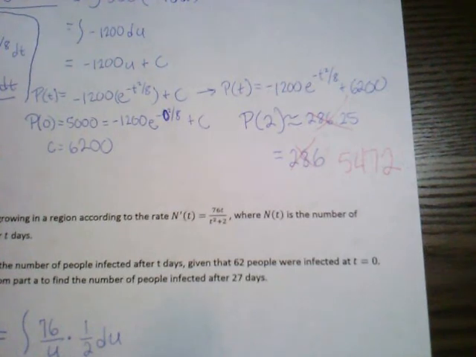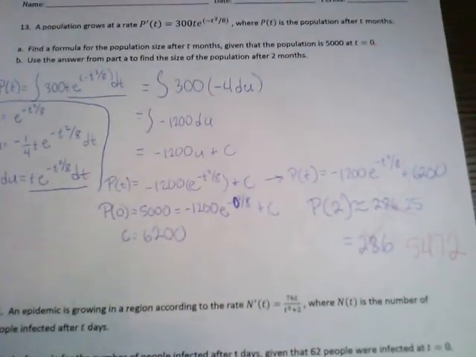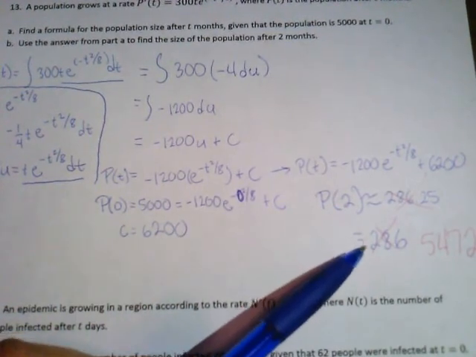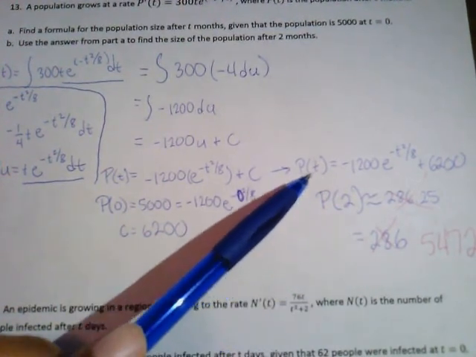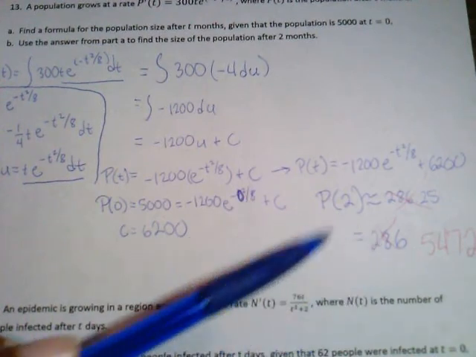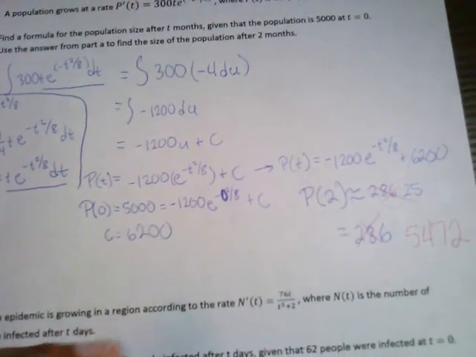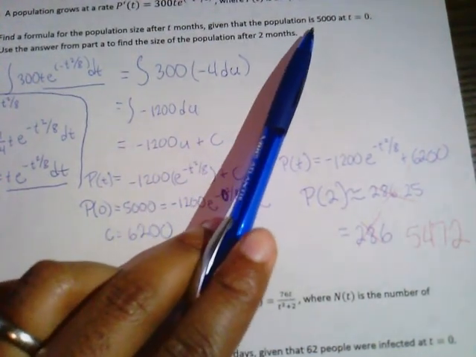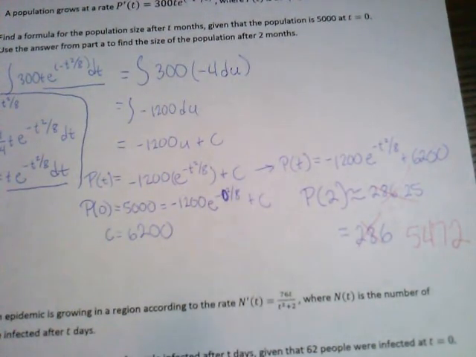Just a small note from our previous problem for number 13. I realized that it was odd that I got 286 twice. When you plug 2 into this function, you're actually supposed to get 5,472, which makes a whole lot more sense given that the population was 5,000 to begin with.